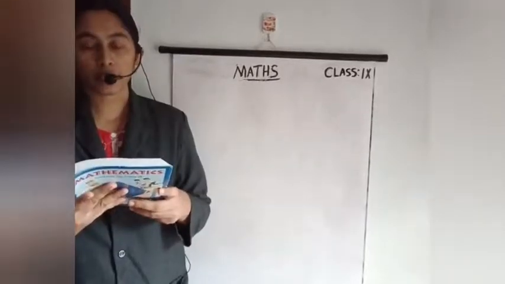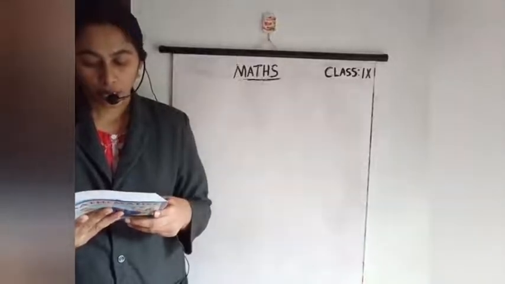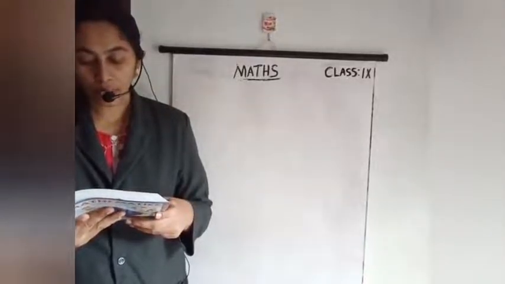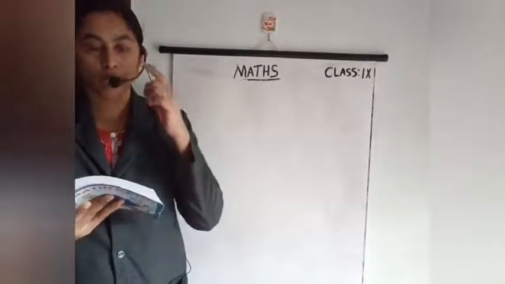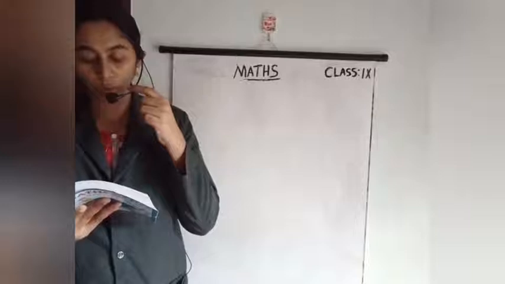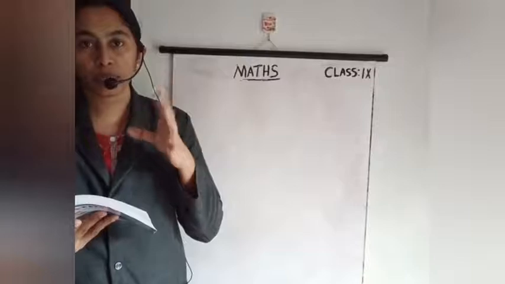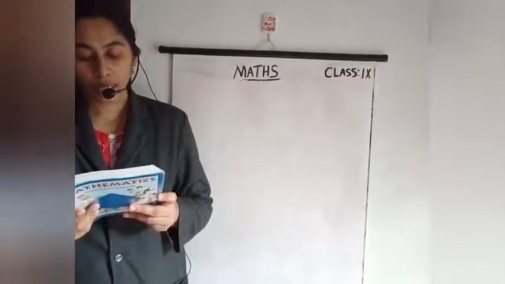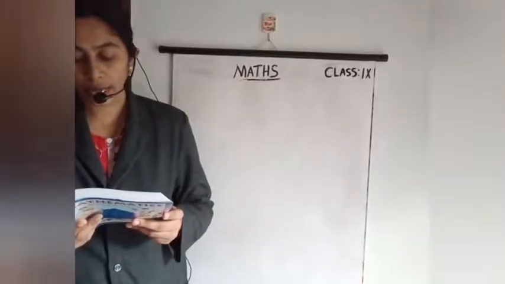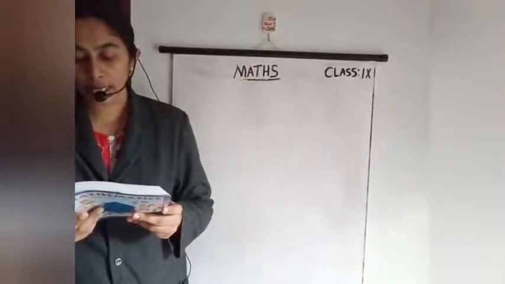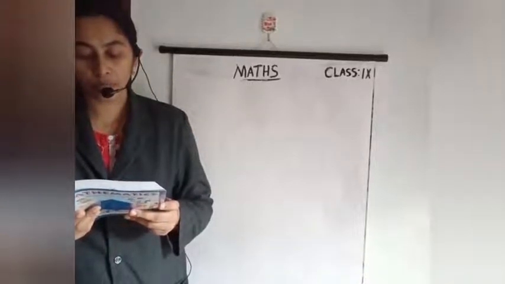Now exercise 13.2, take page 216. Assume pi equal to 22 by 7 unless stated otherwise. So here we take pi equal to 22 by 7 in all questions unless 3.14 is given in the question. First question: the curved surface area of a right circular cylinder of height 14 cm is 88 cm square. Find the diameter of the base of the cylinder.